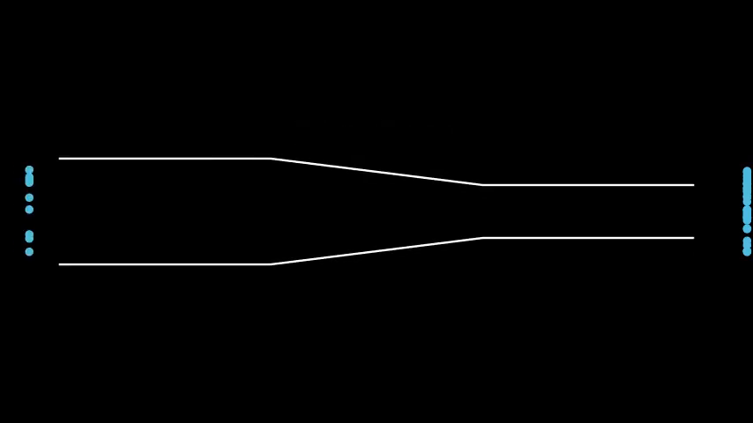Now, what happens if this pipe changes its shape? If it narrows, the same amount of water that entered the wider section still needs to get through the narrower section. Since there's less space, the water has to move faster to keep up. It's like squeezing a hose, the water shoots out faster.